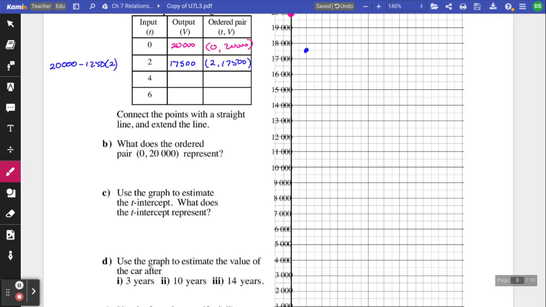Okay, how about if it's 4 years? So you would put 20,000 and you would minus 1,250 times 4. What do you end up with? 15,000. So that becomes your ordered pair. We can put that on this picture. And how about 6 years? 20,000, right? Minus 1,250 times 6. What do we get? 12,500. Is that correct? I believe so. And then we have our ordered pair.